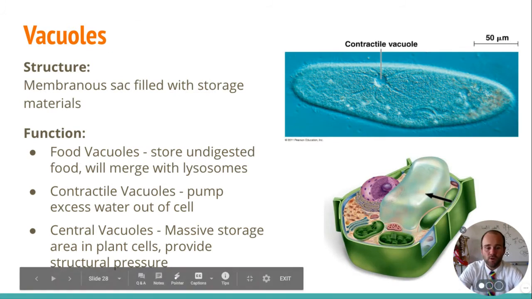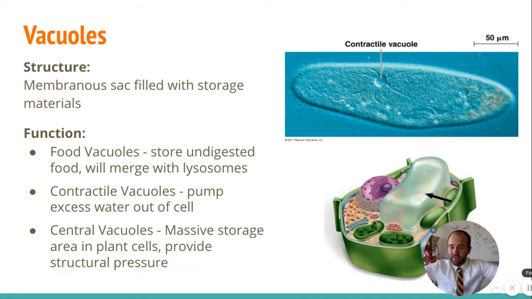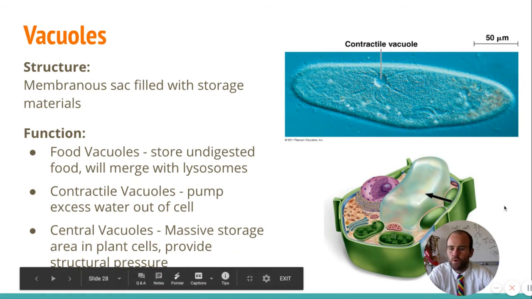Next up, we have vacuoles. Now, vacuoles are just big membranes, big giant vesicles filled with storage materials. So maybe it's food vacuoles, maybe it's water that you have in there. There's also something called a contractile vacuole, which you'll find in cells that live in water. These pump excess water out of the cell. So these vacuoles will fill up with water, and then they use those microfilaments of the cytoskeleton that we talked about to pull on it, compress or contract that vacuole, and force water out of the cell. Pretty cool. Very cool.